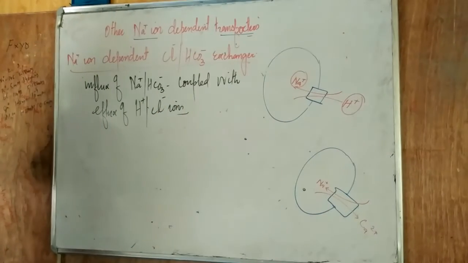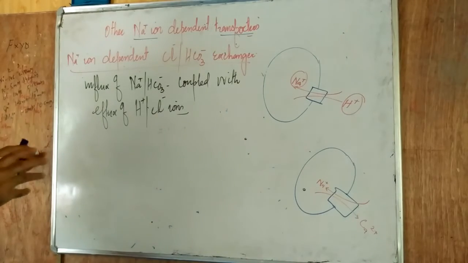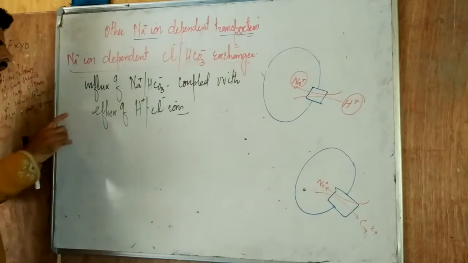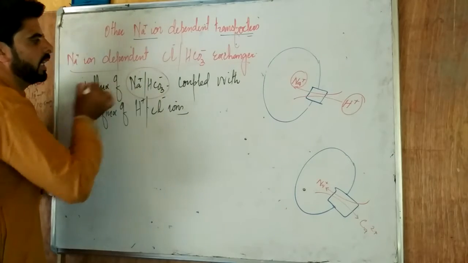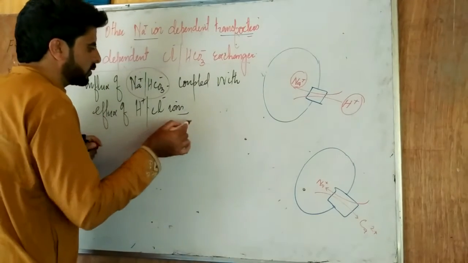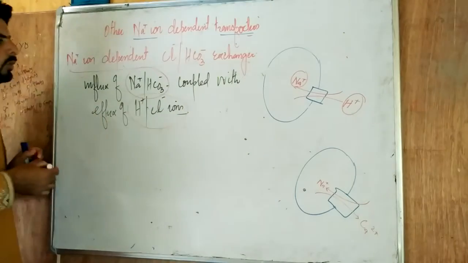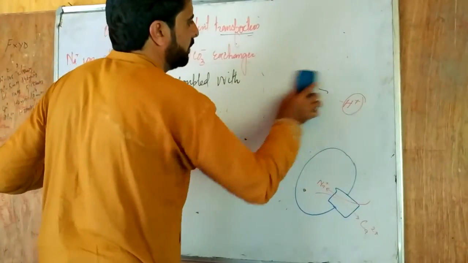So you have to keep in mind what the sodium ion dependent chloride bicarbonate ion exchanger is doing. There is influx of sodium and bicarbonate ions, which goes within the cell, coupled with efflux of hydrogen and chloride ions. Say for instance, if we take a diagram, to show the diagram.